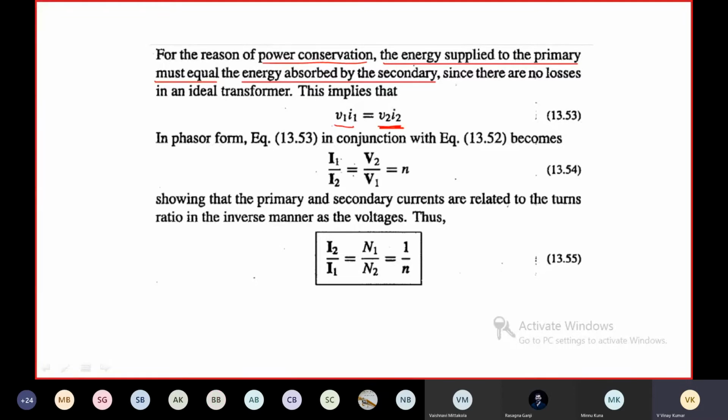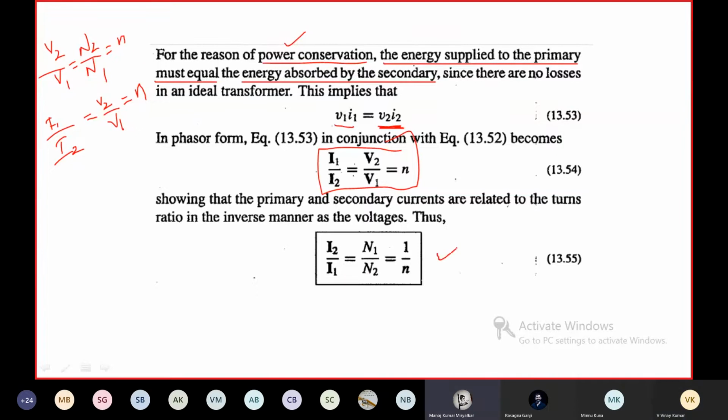From this we can write I1 by I2 is equal to V2 by V1 is equal to N. Already you know V2 by V1 is equal to N2 by N1, which is equal to N. For the reason of power conservation, V1 I1 is equal to V2 I2, then I1 by I2 is equal to V2 by V1 is equal to N. You can write I2 by I1 is equal to N1 by N2 is equal to 1 by N.